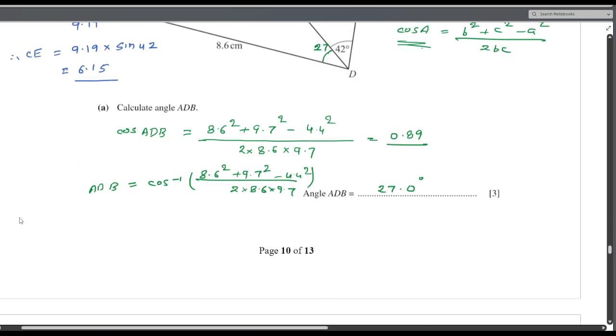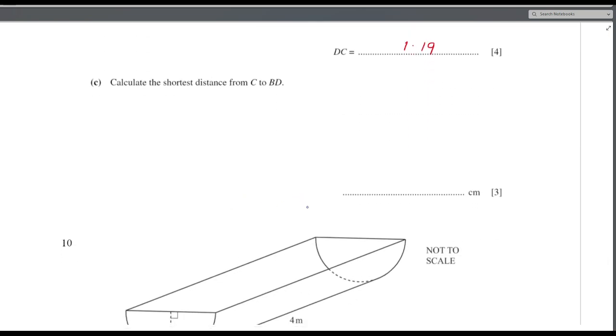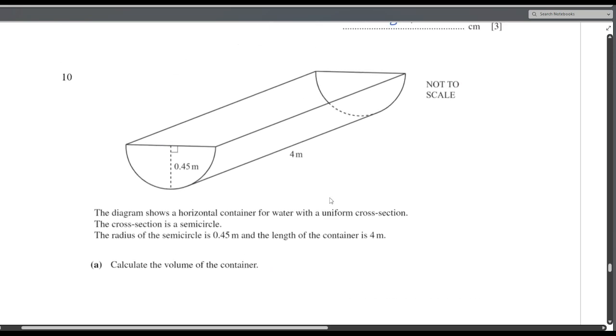6.15. So the shortest distance is 6.15 centimeters. This is 6.15 centimeter. Okay. Now let us come to question number 10.